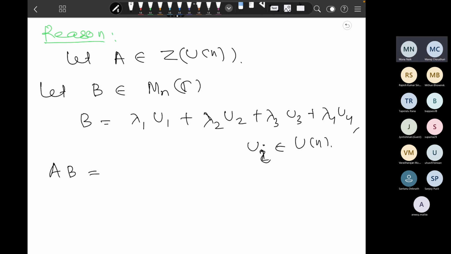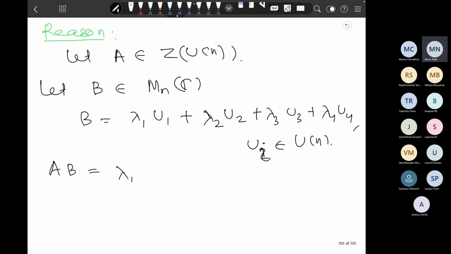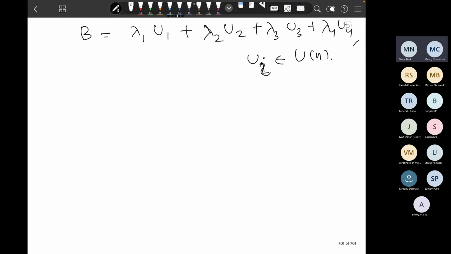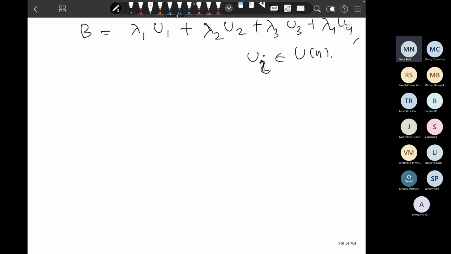Okay, so once you write it as a linear combination, then only scalars are left. So that is the thing. You go back to the statement. I think the reason I got confused is you said if A is in Z of U_N, then A belongs to Z of M_N(C), because A equals lambda I for some value. So to show this, you are using the fact that it can be written as a linear combination of four unitary operators. Yes, yes. So we use this fact here. This is the thing actually.